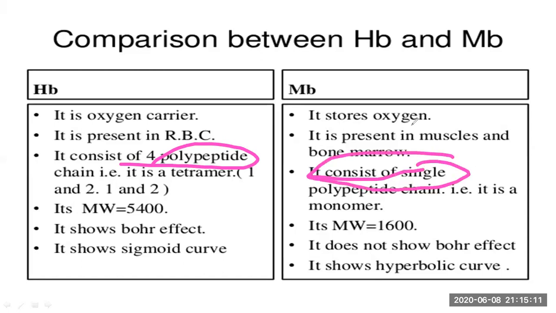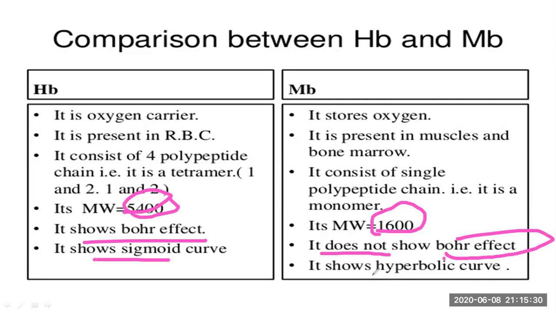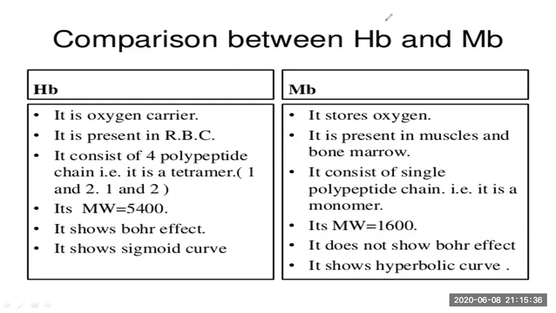This is a single polypeptide chain, and their molecular weight here is 5,400, and here 1,600. It shows the Bohr effect, and such type of effect is generally not observed in the case of myoglobin. Myoglobin forms a hyperbolic curve, and hemoglobin forms a sigmoid curve. So this is the difference between hemoglobin and myoglobin.